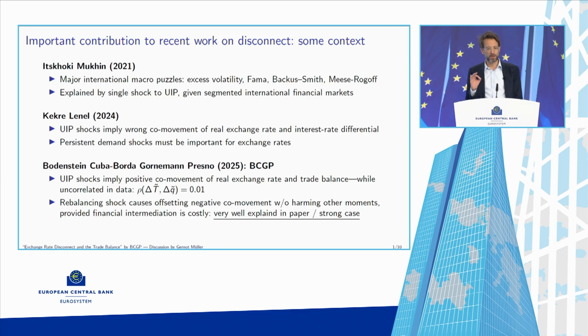They make a similar point. They say UIP shocks are good and fine, except that they induce a positive co-movement between the real exchange rate and the trade balance. Positive co-movement means here these UIP shocks appreciate the real exchange rate, it goes down, and they also lower the trade balance, so you get a positive co-movement. While in the data, the two are unrelated contemporaneously. You see the correlation here is 0.